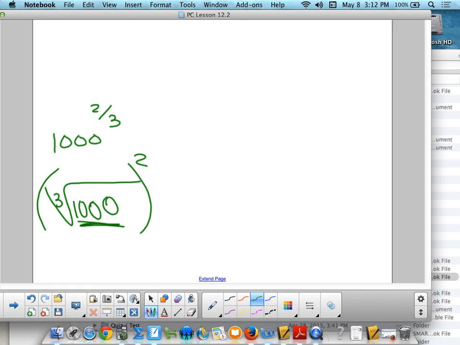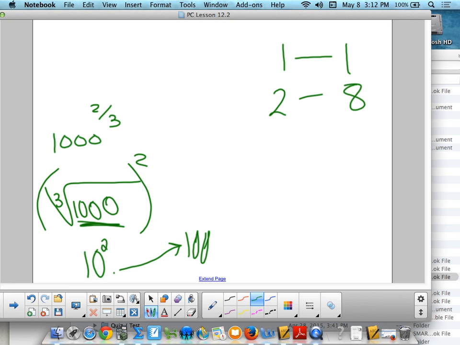Ah, see, this is a perfect cube. 10 times 10 times 10 is 1,000. Now, what are you supposed to do to it? Put it to the second, square it. So the answer is 100, right? Now, if you want your perfect cubes, all you got to do in your head is go 1 times 1 times 1, 1. Now take 2. 2 times 2 times 2, 8. 3 times 3 times 3.